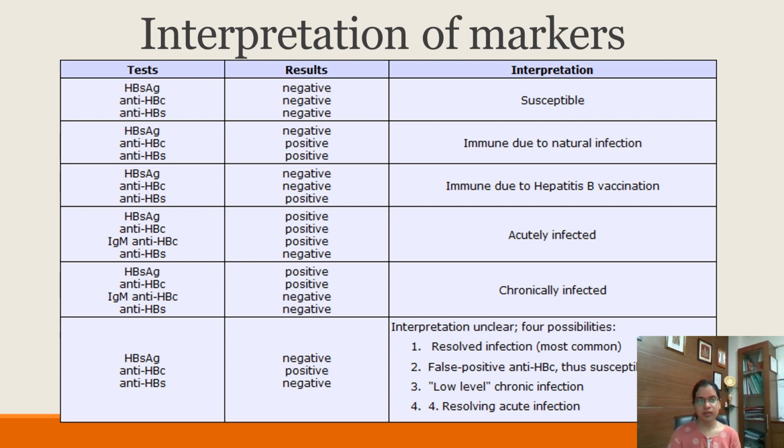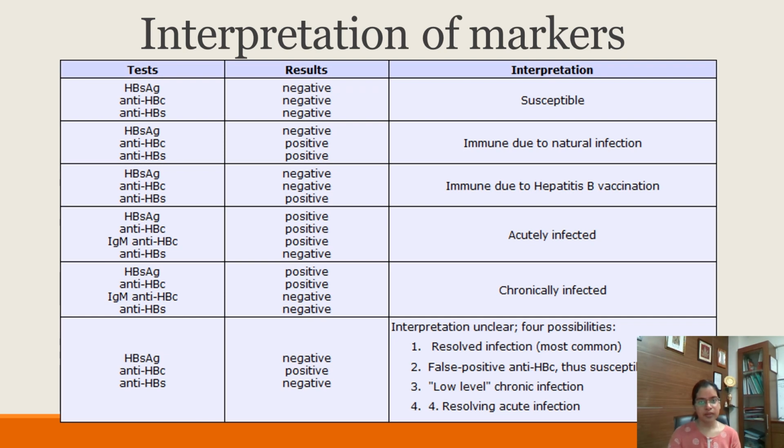Now, in this case, HBsAg is negative, the anti-HBc, the core antibody, is positive, and anti-HBs is positive. So it means that it is immune due to natural infection. Anti-HBs is positive, that means it is in resolving phase. It has immunity against reinfection. So it is immune due to natural infection, and in natural infection, anti-HBc is positive. That means that the person has been infected.